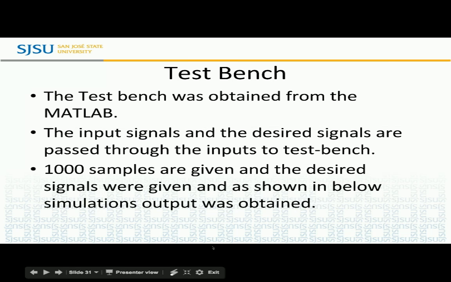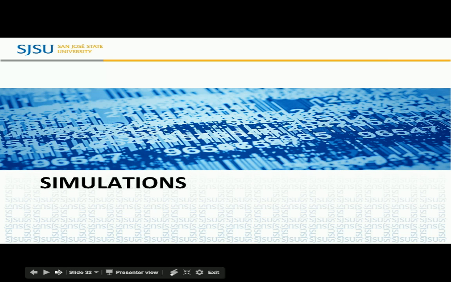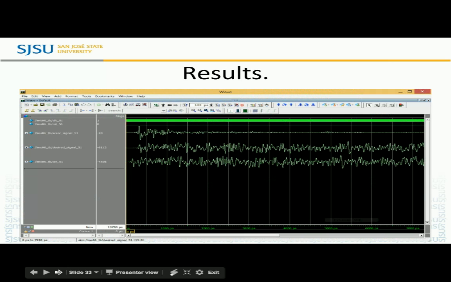The test bench, as I said, was given from MATLAB. So the input signal and desired signal were given from MATLAB, and thousands of such samples were given to obtain proper convergence in the simulations. I'll show you the simulations of my project.